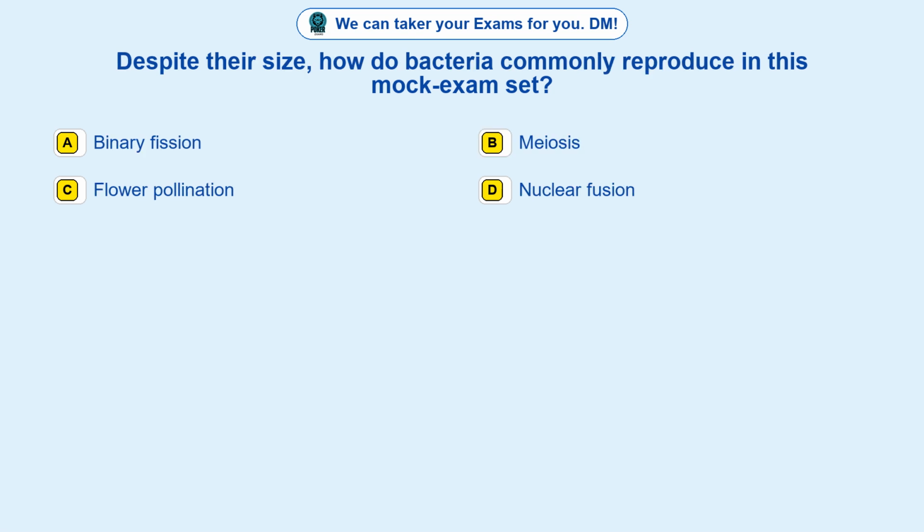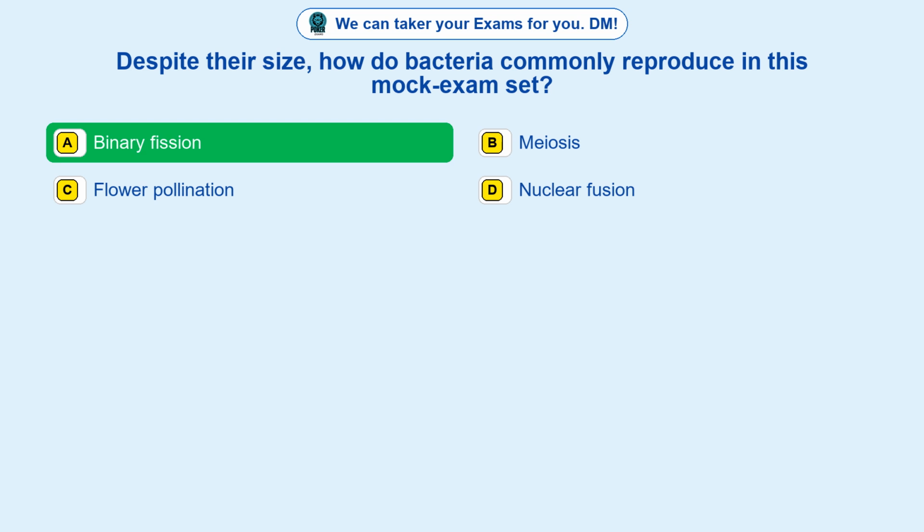Question 25. Despite their size, how do bacteria commonly reproduce in this mock exam set? Option A, binary fission. Option B, meiosis. Option C, flower pollination. Option D, nuclear fusion. The correct answer is option A.